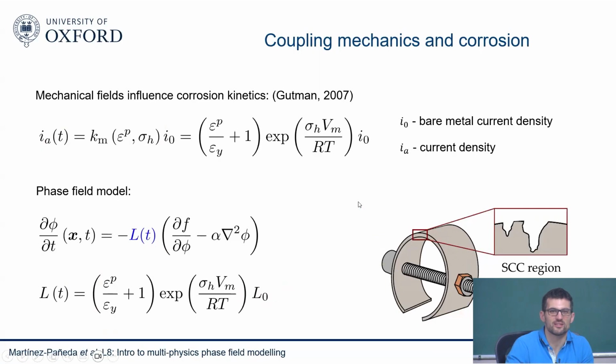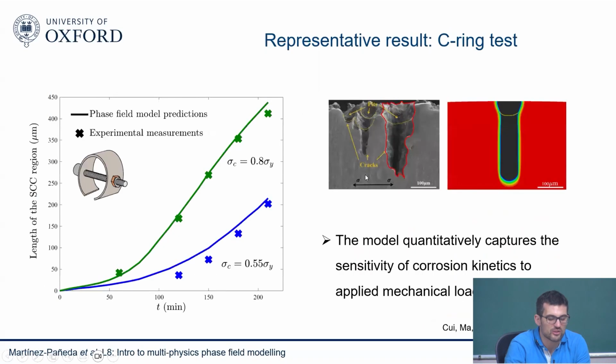So this C-ring test is a test where you have a bolt or a screw, and then you just tighten that screw and basically consider different load conditions. So it's a constant load, but you can play around and see different loading configurations. And you can measure here at the top what is the growth of the stress corrosion cracking region.